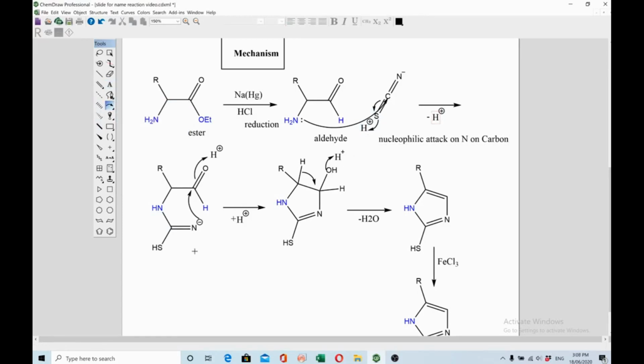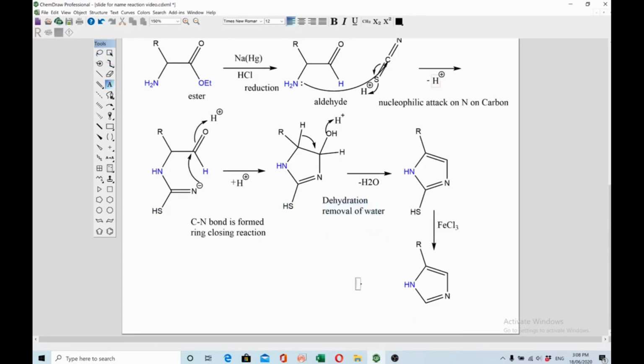and becomes SH, this one. And in the next step, again the C-N bond is formed, or a ring is closed, ring closing reaction, the ring is formed here. And then in the next step, dehydration takes place, or removal of water, to give us imidazole. And in the last step, removal of SH, removal of SH with ferric chloride.